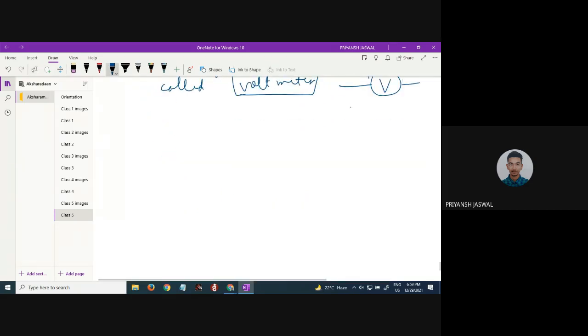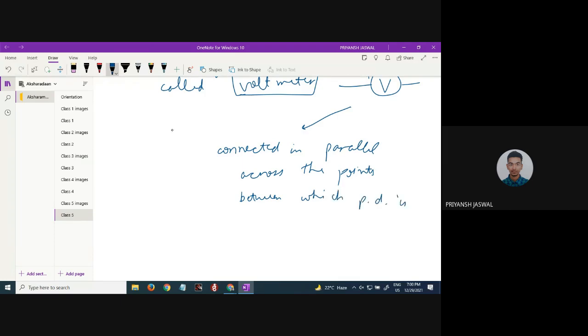And this voltmeter is connected in parallel across the points between which the potential difference is to be measured.